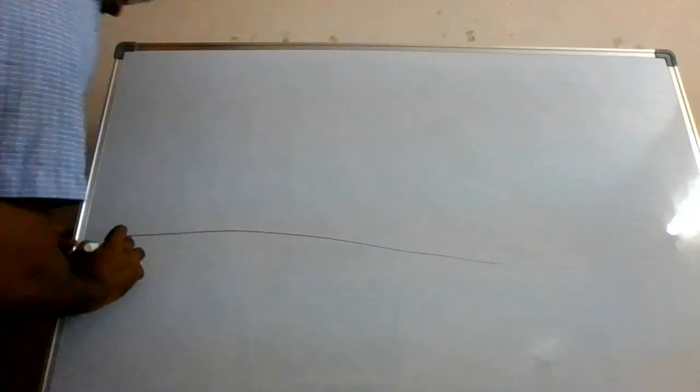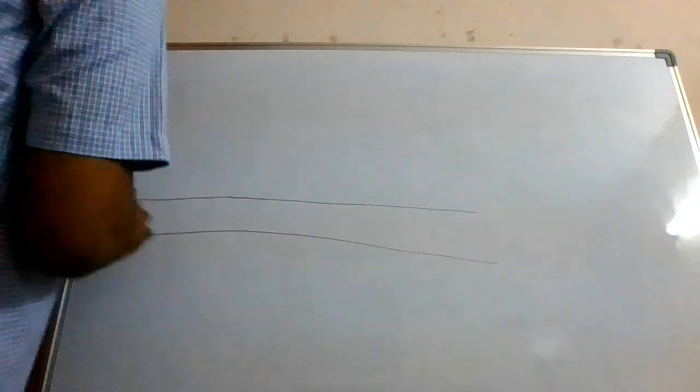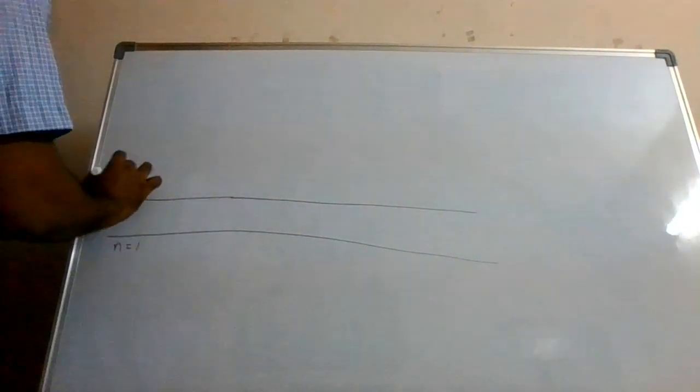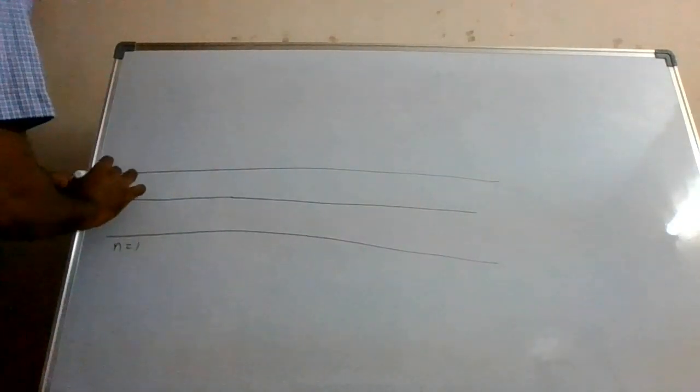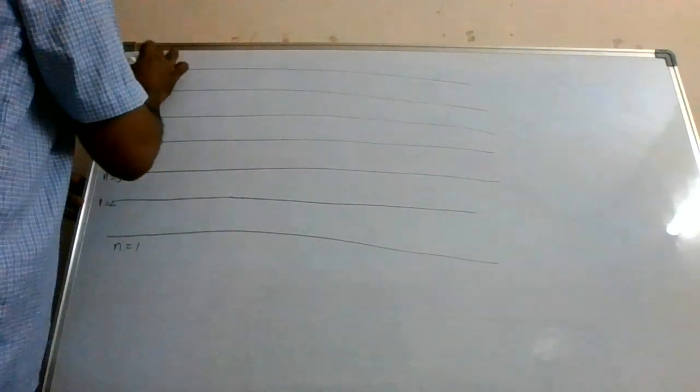Let me show this with lines. Let us say this is the line for the ground state, n is equal to 1. I am showing orbits like an apartment. So this is corresponding to n is equal to 2, this is n is equal to 3, 4, 5, 6, 7, and somewhere will be infinity also. n is equal to infinity, somewhere like this.